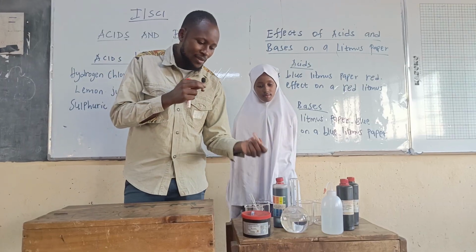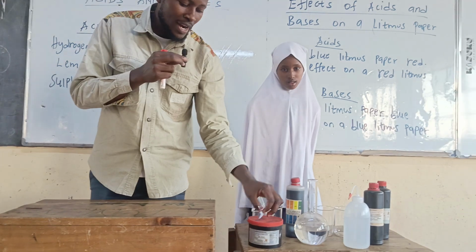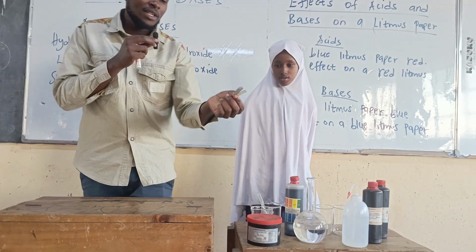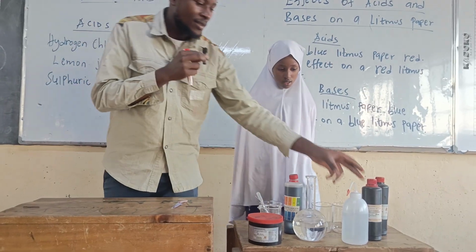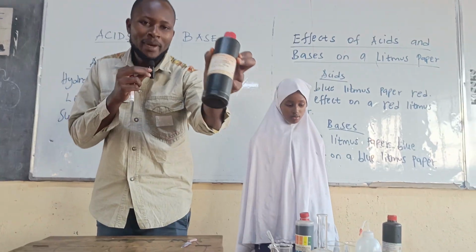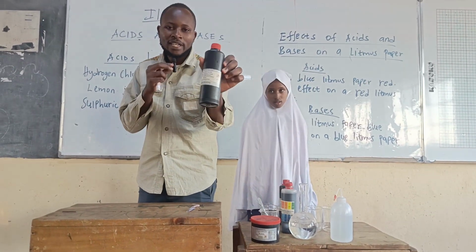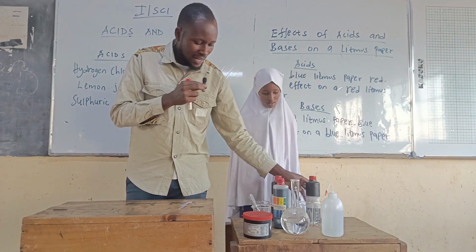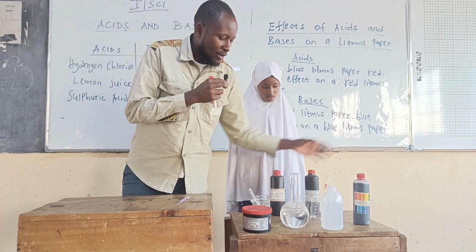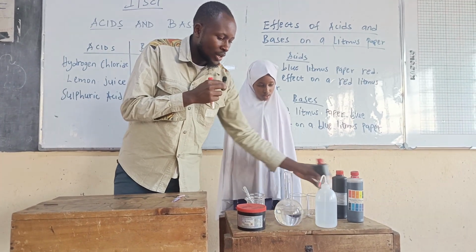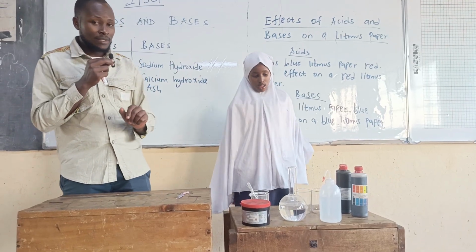So these are indicators we can use to test if something is an acid or a base. We have litmus papers. This is a red litmus paper. We have a blue litmus paper here. Which one is this? Methyl orange. We have phenolphthalein. We have universal indicator. So these are our commercial indicators that we can use to test any solution to see if it's an acid or a base.